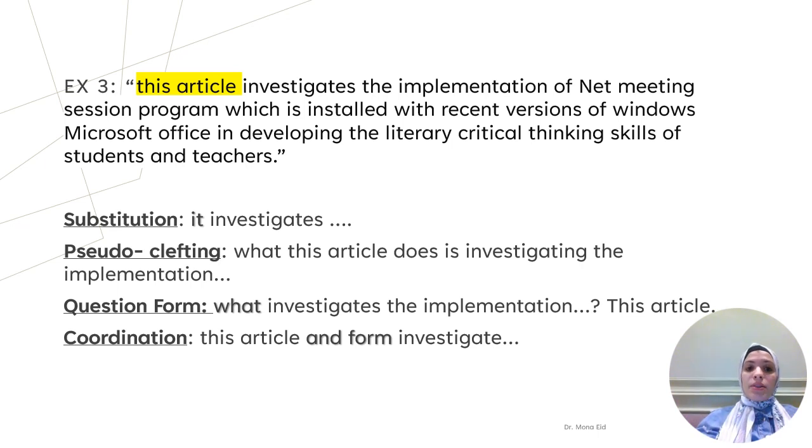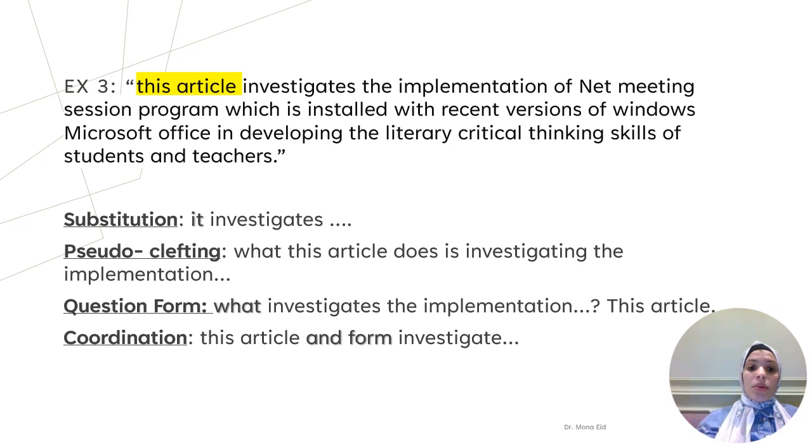Now let's take a bigger sentence to know what we really mean. Now I'll play with this article. I'll substitute it with "it". It investigates the implementation of net metering, etc. That means that this article is replaced or substituted with "it", which is a pronoun. And notice that we actually substitute or replace a noun with a pronoun. So that means that we cannot replace a noun with a verb and vice versa.